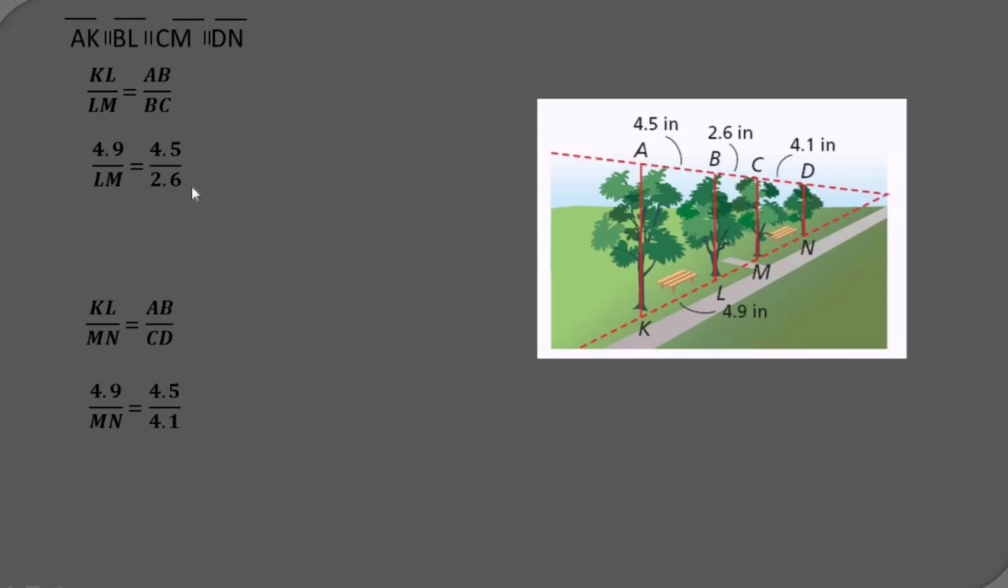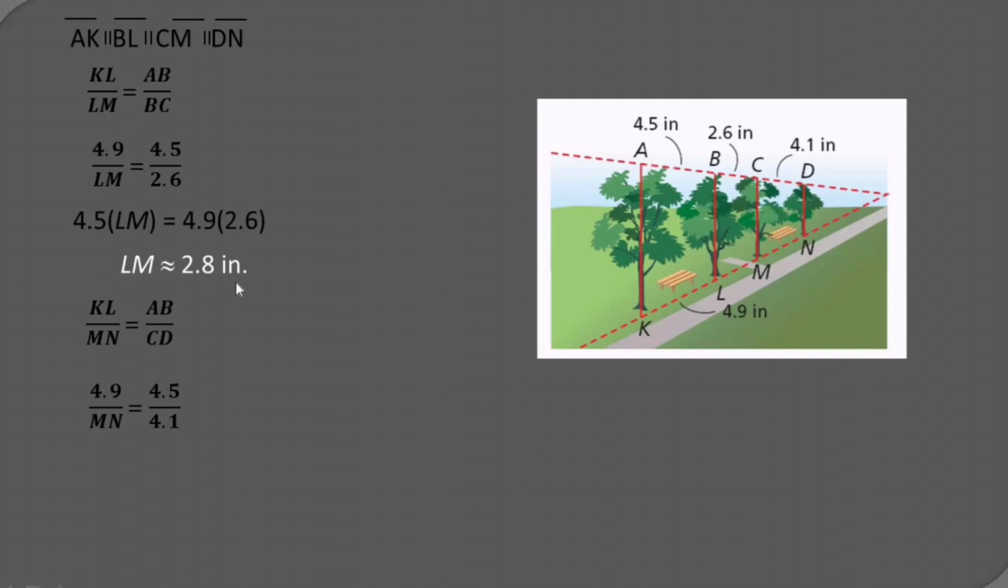2.6, write it. Cross multiplication, so 4.9 multiplied by 2.6 equals 4.5 multiplied by LM. Just multiplication, then divide by 4.5 to get the final answer. So LM is approximately equal to 2.8 inches.